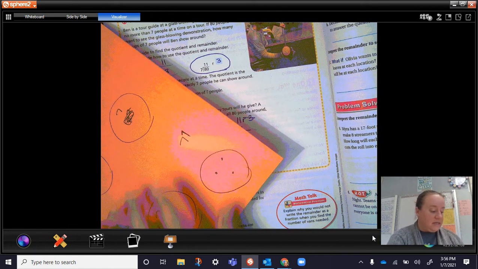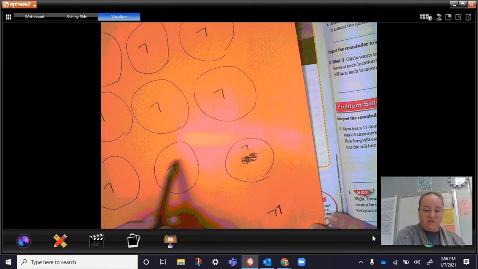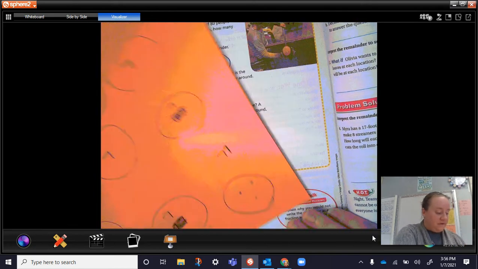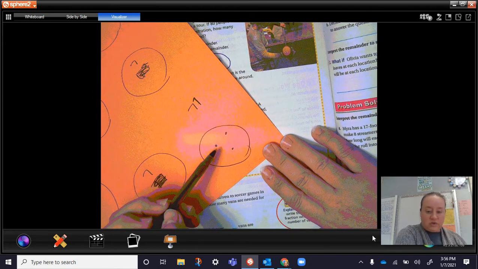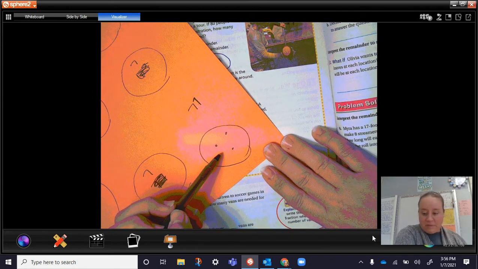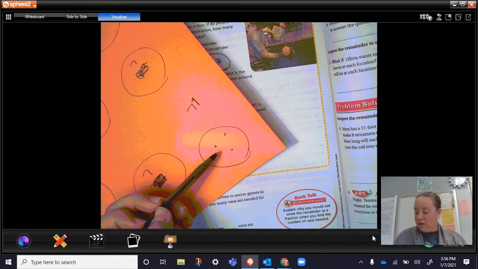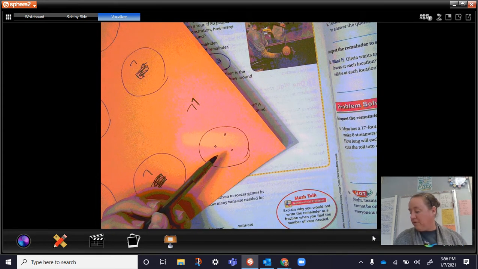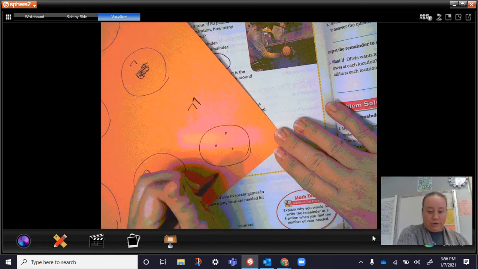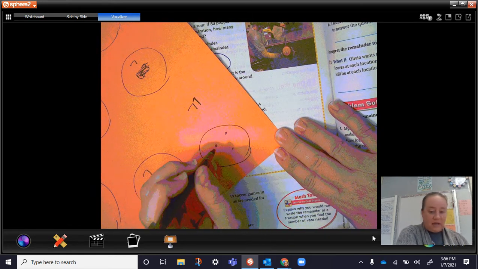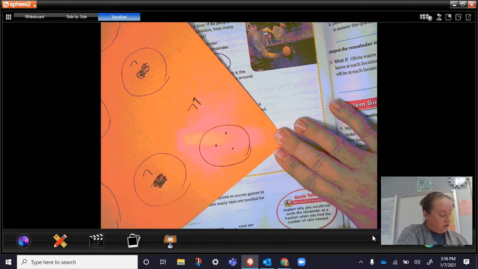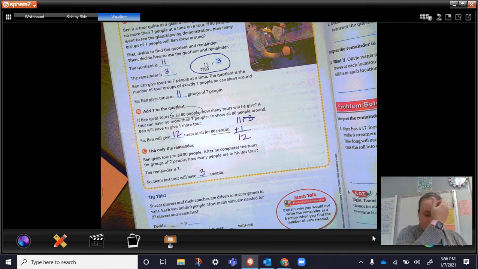So again, he's done all his groups of 7 with the 7 people in each group. The last tour, there's 3 people that didn't fit into a group of 7, so they're going to be in a group by themselves, and there's just going to be 3 people.